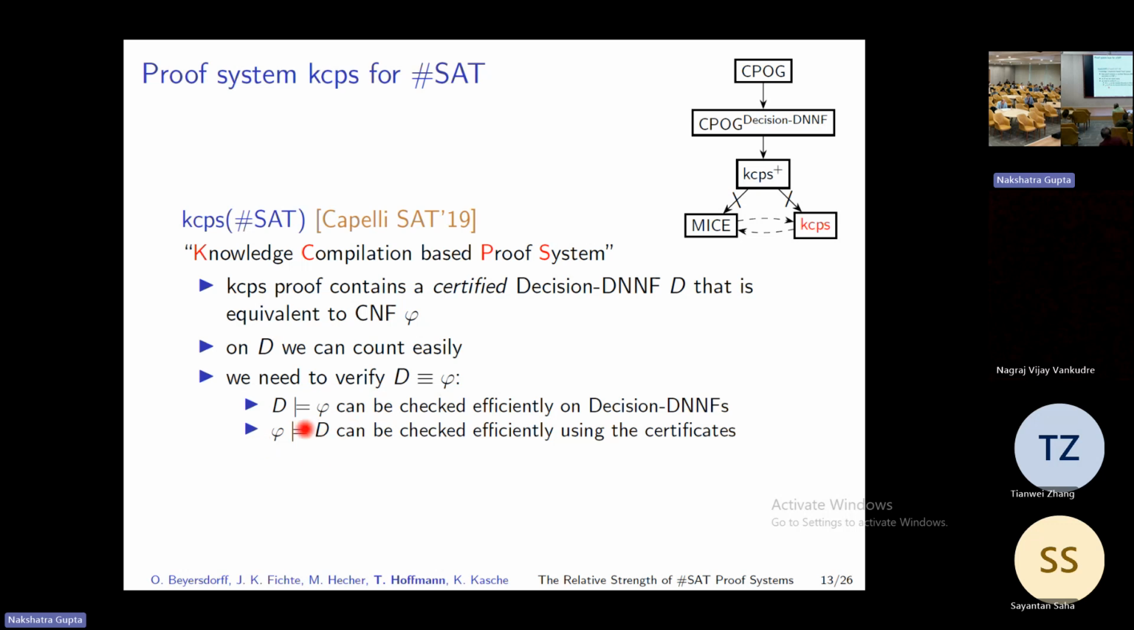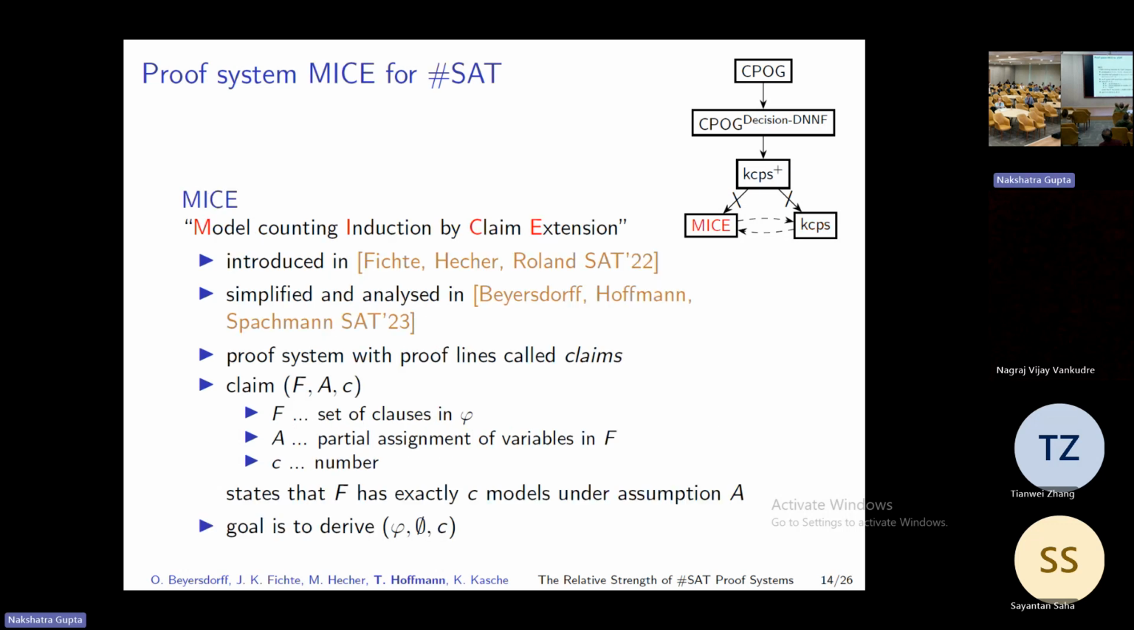The other direction, that phi entails D, on the other hand, is NP-complete for arbitrary decision DNNFs. So this is usually a very hard problem. And this is the reason why we use these certified decision DNNFs, because if we can use the certificates, this direction also becomes easy. So we can always check this equivalence efficiently on these decision DNNFs, and therefore this is sufficient to be a proof for the formula. Okay, so this was KCPS.